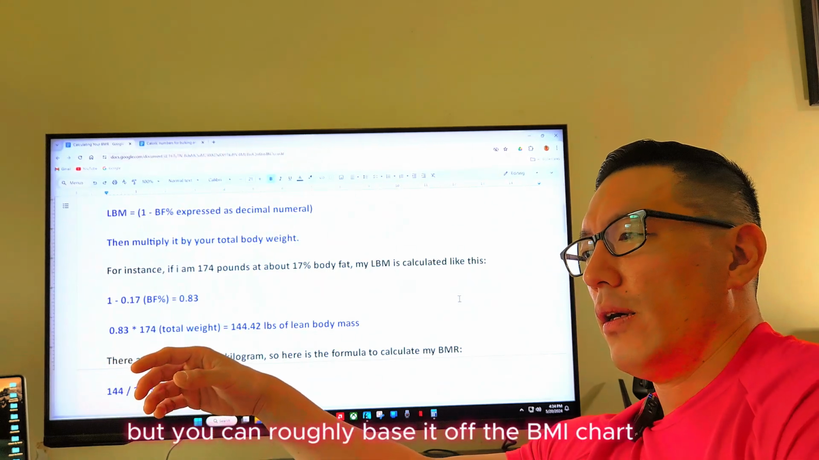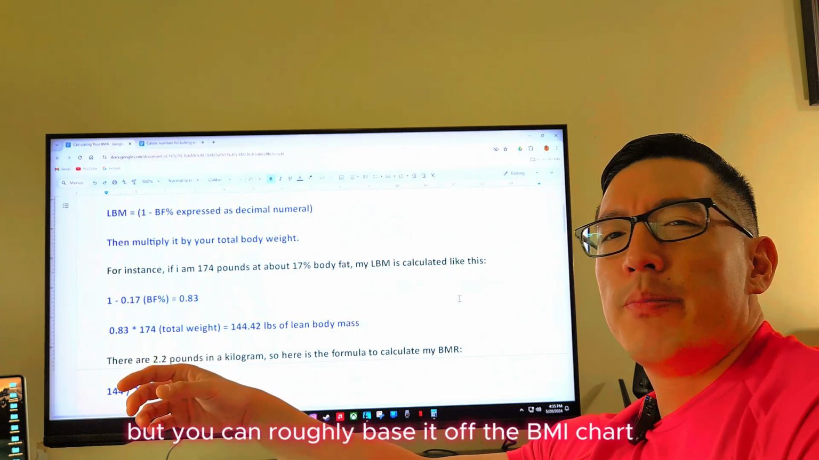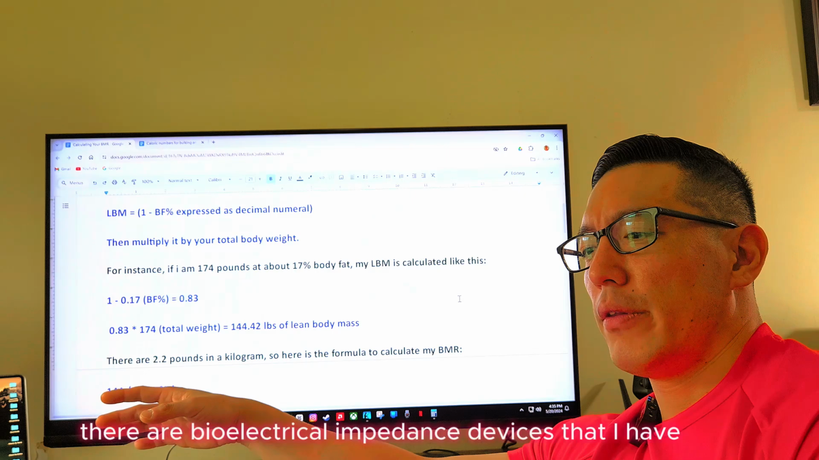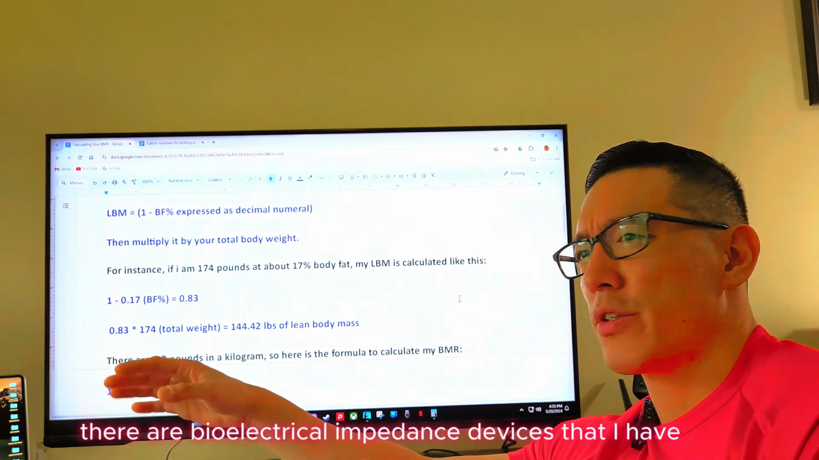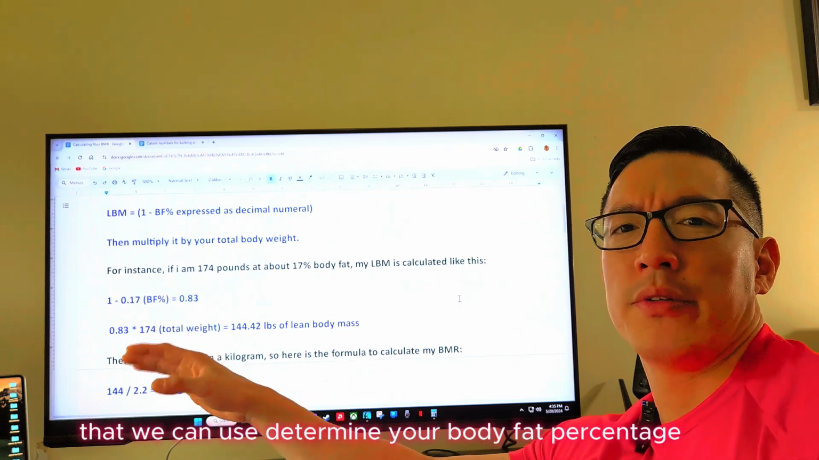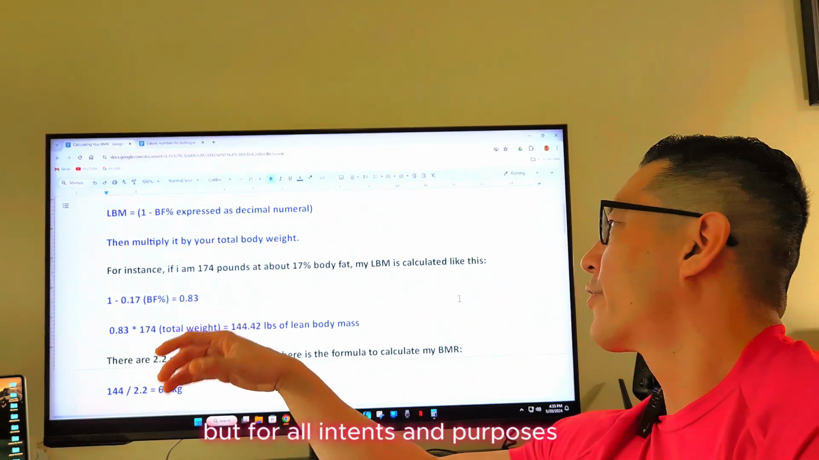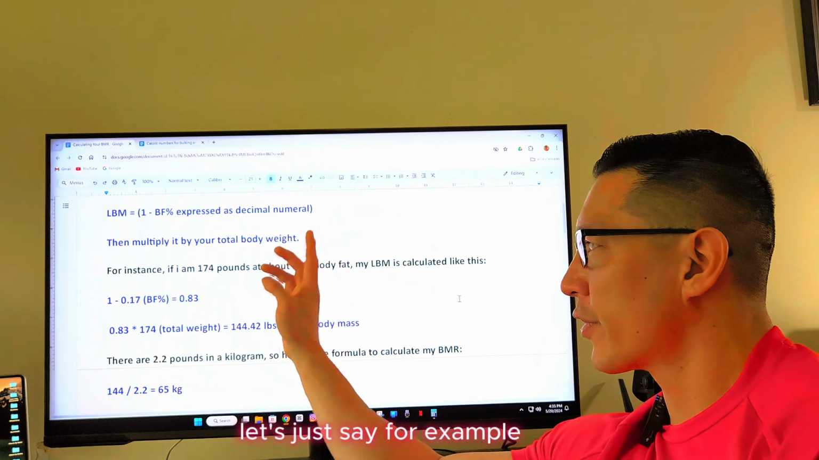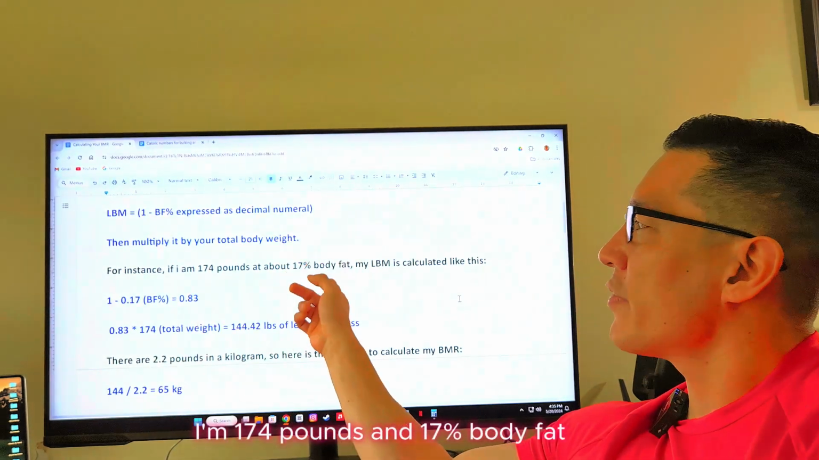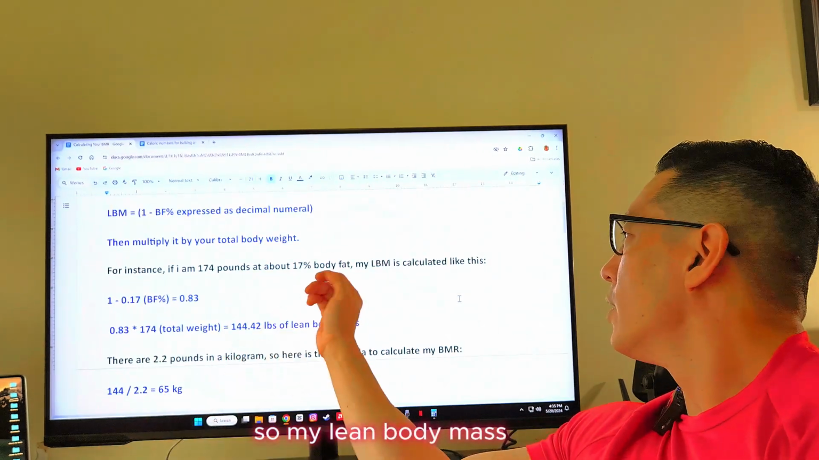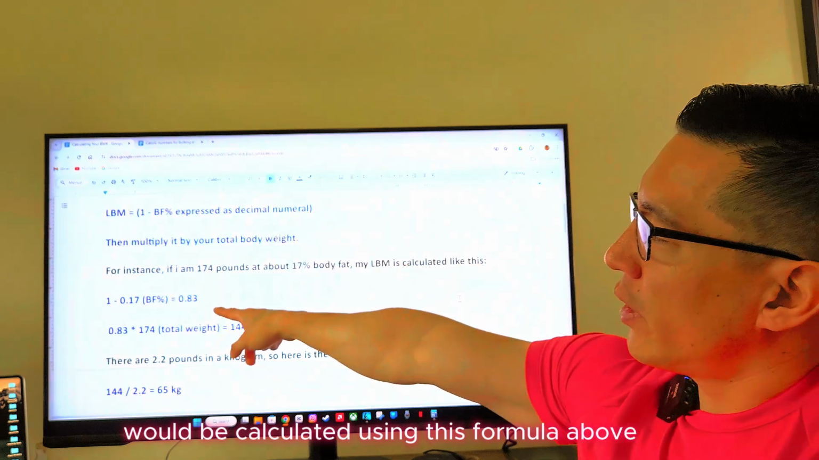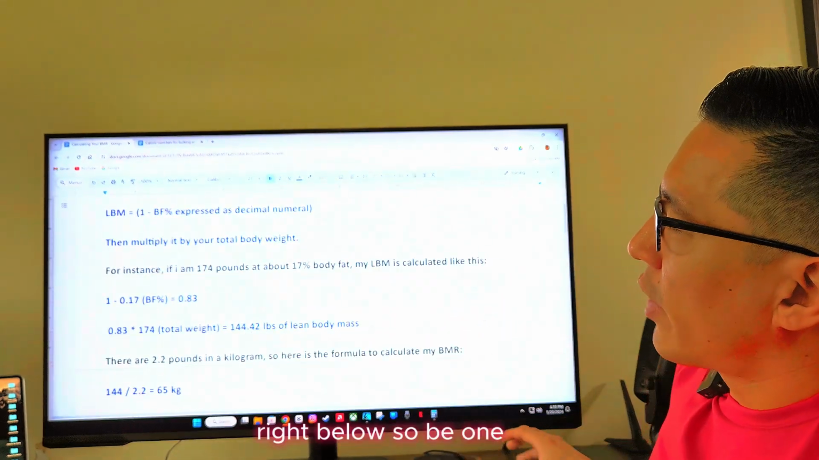But you could roughly base it off of the BMI chart, although antiquated. There are bioelectrical impedance devices that I have that we can use to determine your body fat percentage. But for all intents and purposes, let's just say, for example, I'm 174 pounds and 17% body fat. So my lean body mass would be calculated using this formula above, right below.